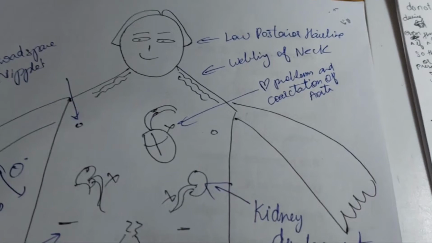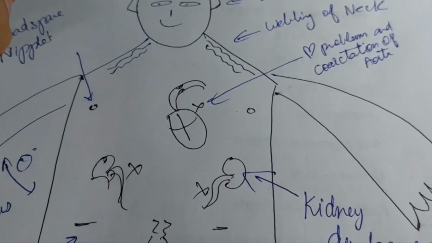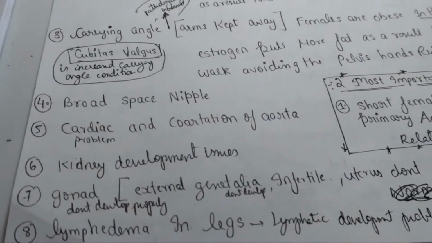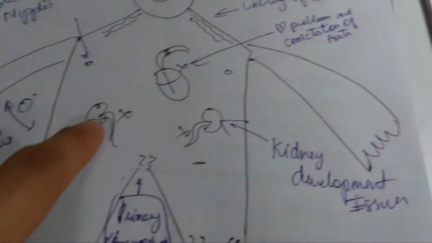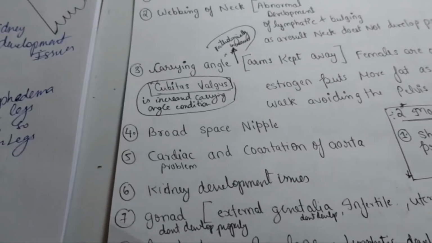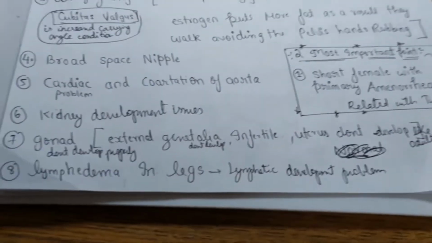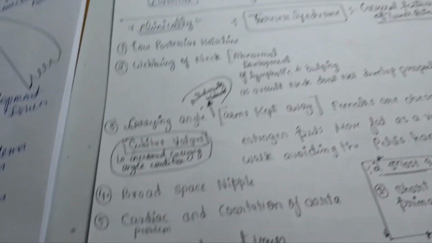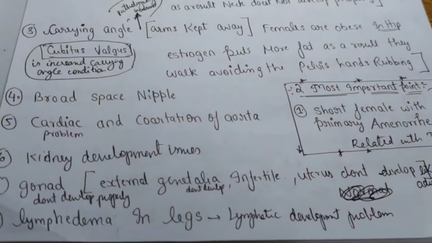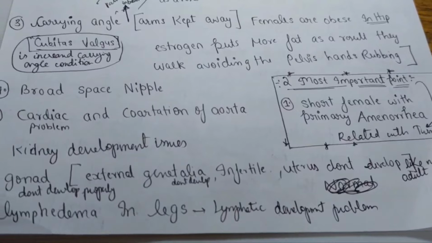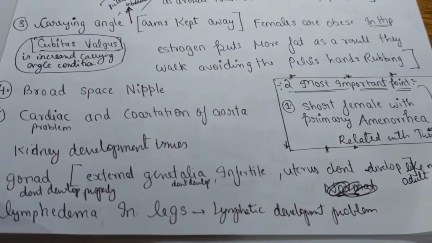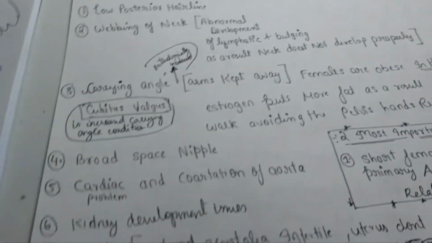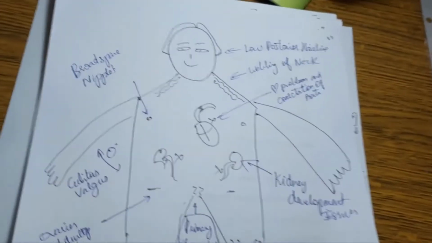This means the heart does not develop properly, and there can also be coarctation of aorta. Then they can have problems with the development of kidneys, so that is also depicted here. And they can have problems with the development of external and internal genitalia, especially the gonads. The ovaries will not develop properly. The external genitalia will also not develop properly. The uterus does not develop like in normal females. And one more thing, there will be lymphedema not only in the neck, but also in the legs. That can also be noticed.